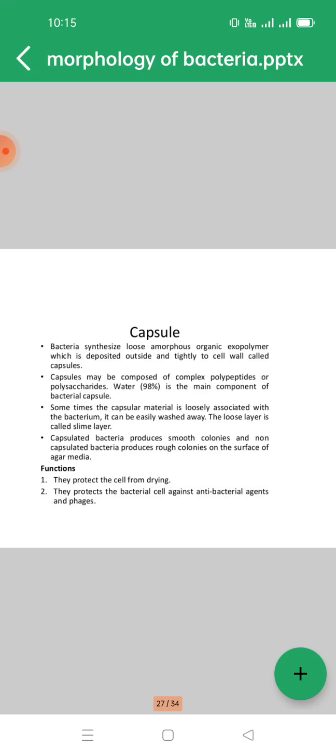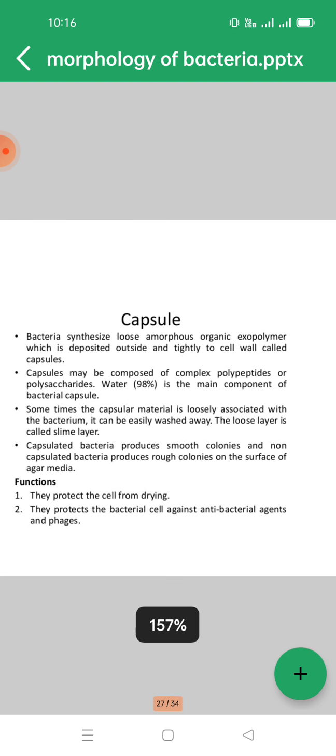Bacteria containing a capsule form smooth colonies, whereas non-capsulated bacteria, the bacteria without a capsule, produce rough colonies. So if the bacteria contain a capsule, they form smooth colonies, whereas if they don't, they form rough colonies. So what is the function of this capsule?